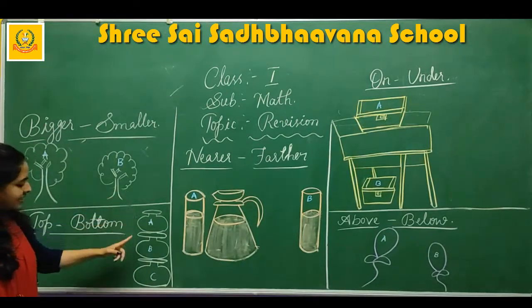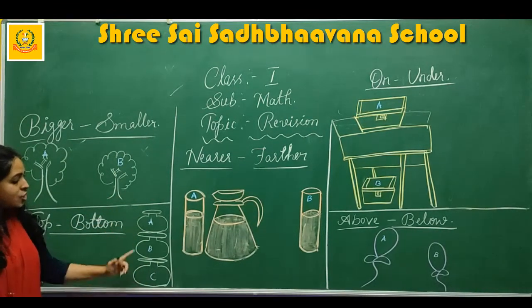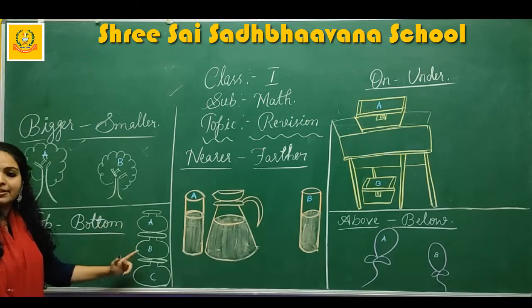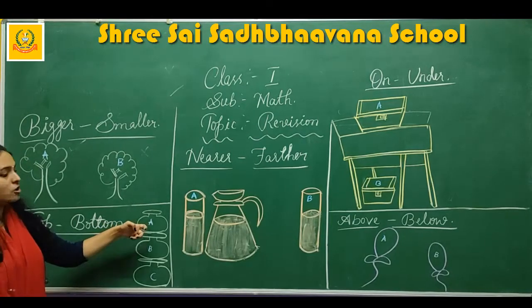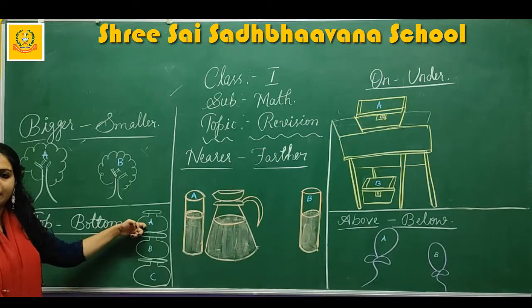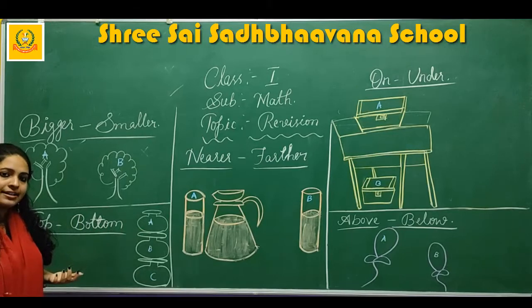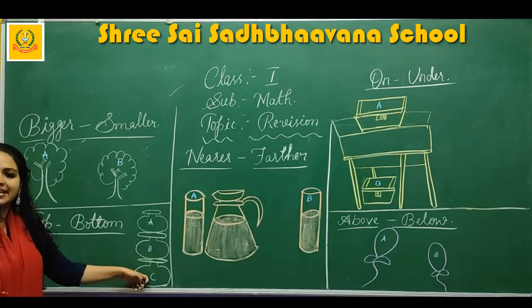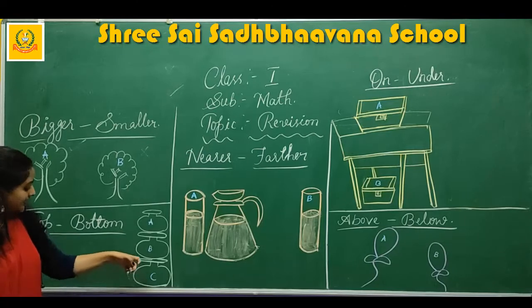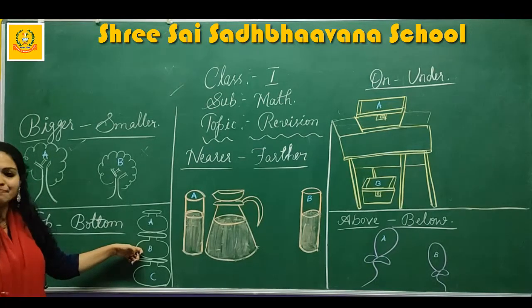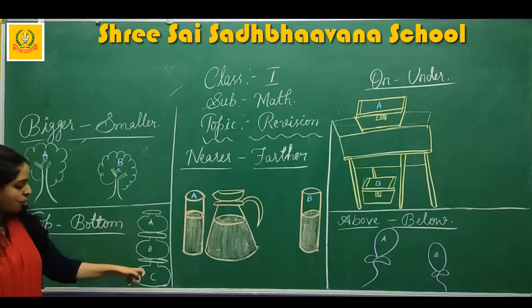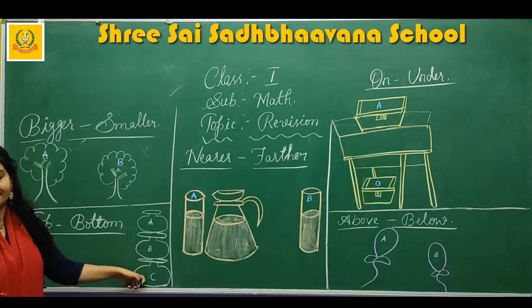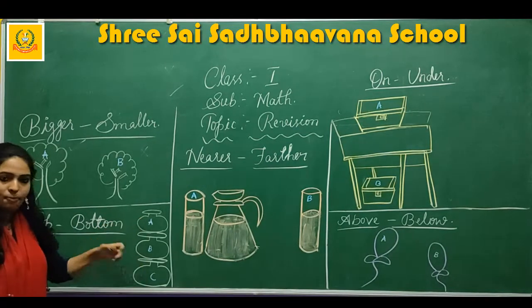So shall we see? Can you see three pots here, children? Yes. So which pot is on up here? Means top. Pot A is on the top. Then which pot is on the bottom? Pot C. Then what about pot B? It is in the middle. So pot A is on top, pot C is at the bottom. Understood now? What do you mean by the top and bottom?